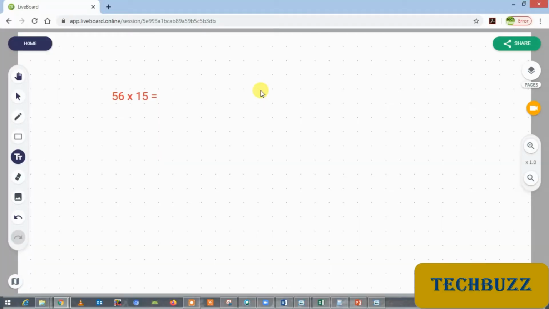So here on the screen I have written the same number that was present on the thumbnail. That is 56 into 15. Now how will you solve it with this new method? Listen very carefully. Choose any number, like 56 or 15.